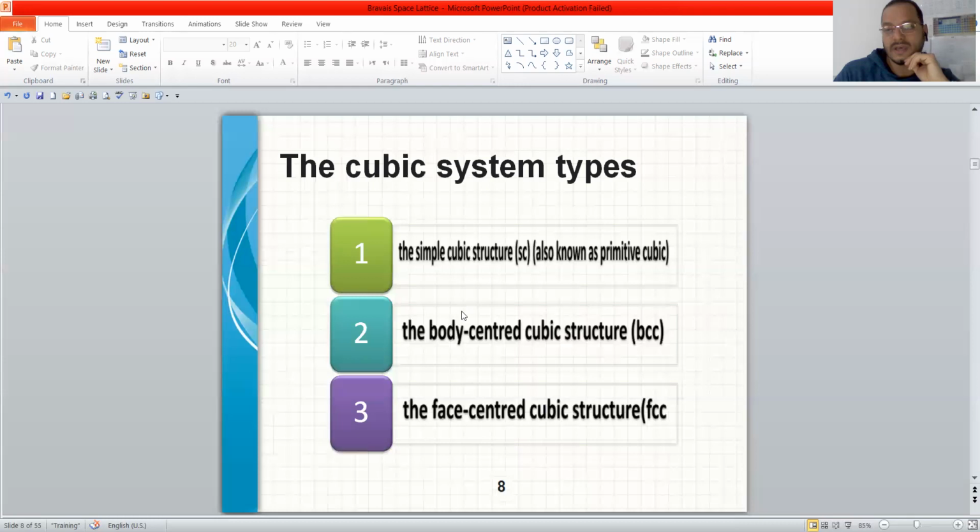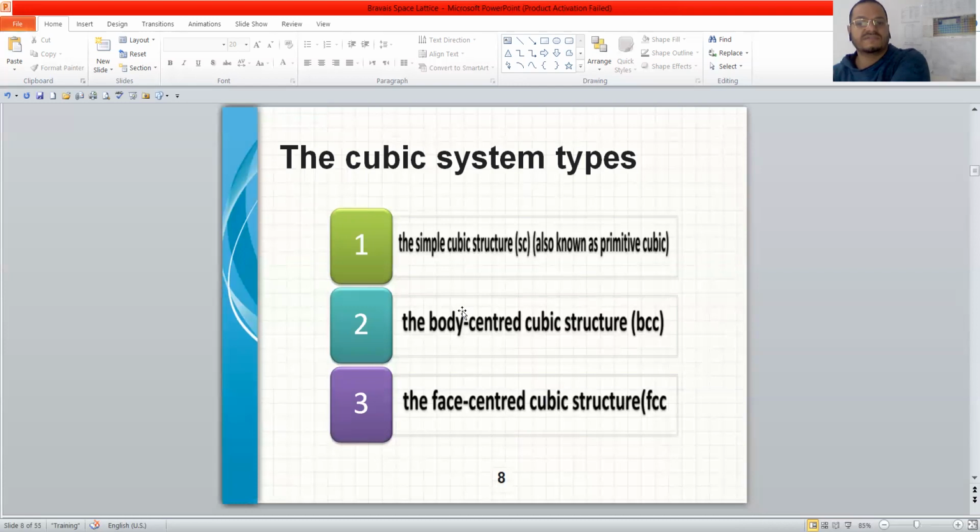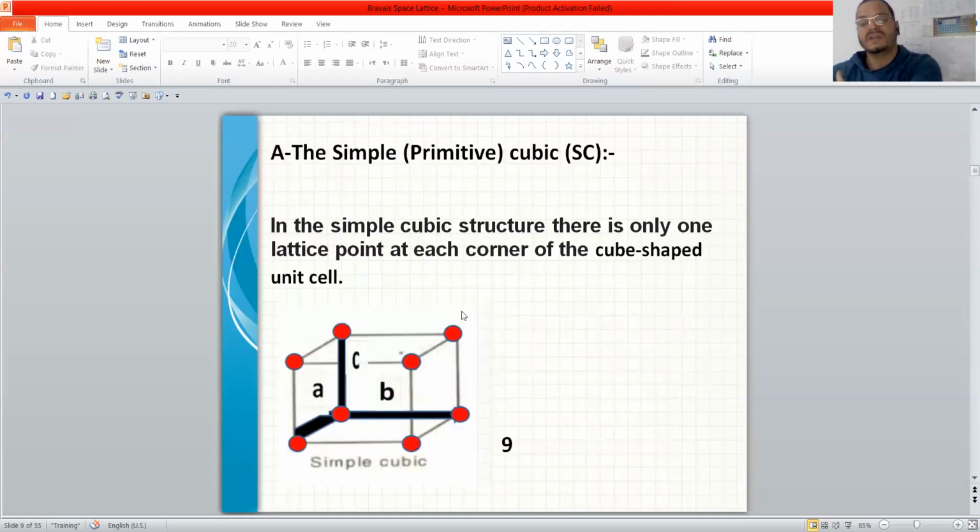Now let's know how many kinds we have in the cubic system: the simple cubic structure, the body-centered cubic, and the last one, the face-centered cubic structure. Let's start from the simple one. In the simple cubic structure, there is only one lattice point at each corner of the cubic-shaped unit cell. Like I said before, more correctly, we have part of an atom in each corner, but we will discuss this point in the next slides.